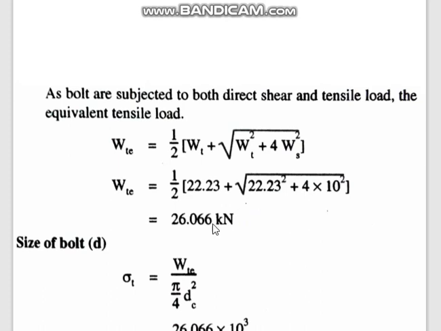Okay, in the middle you can be checking like this. How much should it be? This should be more than 22, so you got 26. That means your answer is correct. Now, these mistakes can come while you are typing, or when you are using the calculator also. Therefore, you should be careful.